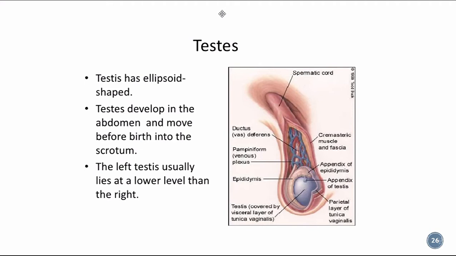In this image, we have the testis, the epididymis, the pampiniform plexus, this mesh of blue venous structures, the ductus deferens, which carries the sperm, the artery, and the spermatic cord.